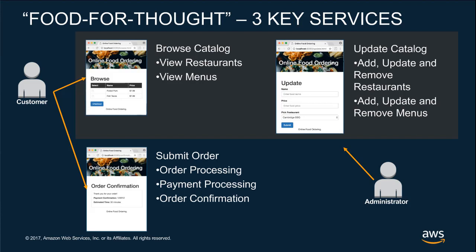The final service is the order processing service. This is the core of our business. This is where we accept orders from our end users, we process payment, and we send them off to the restaurant. We'll treat each one of these individually.